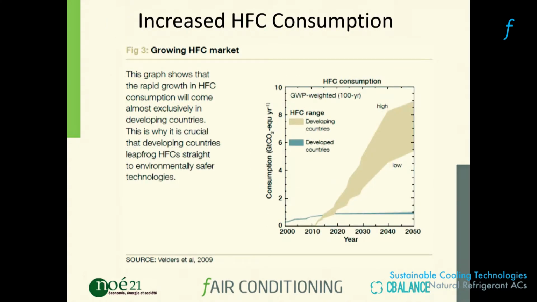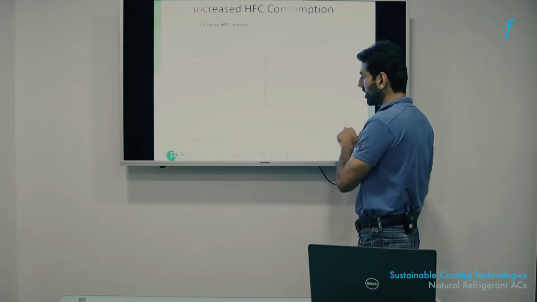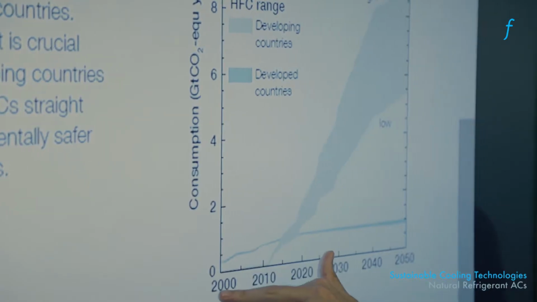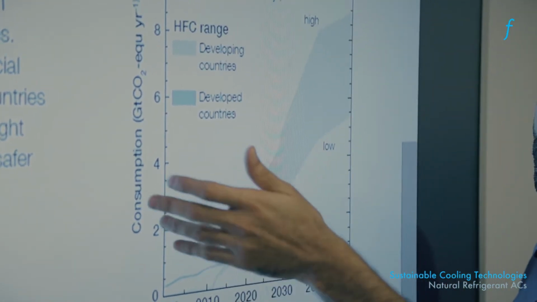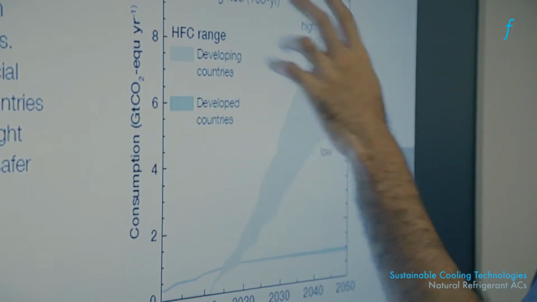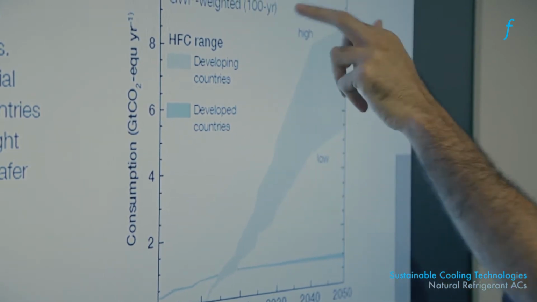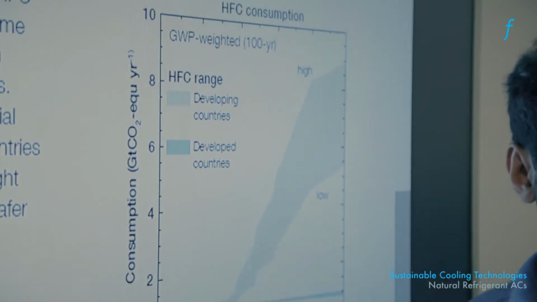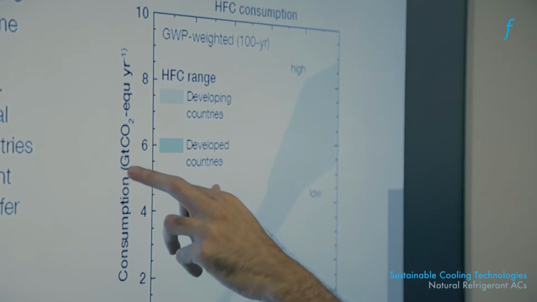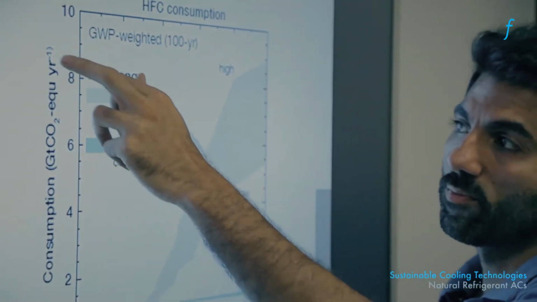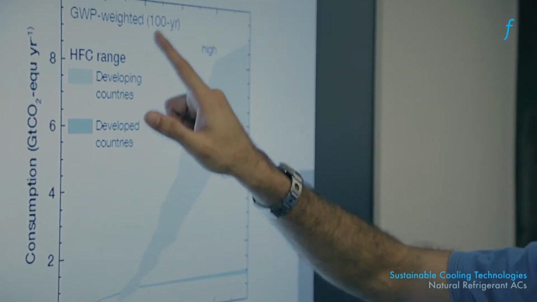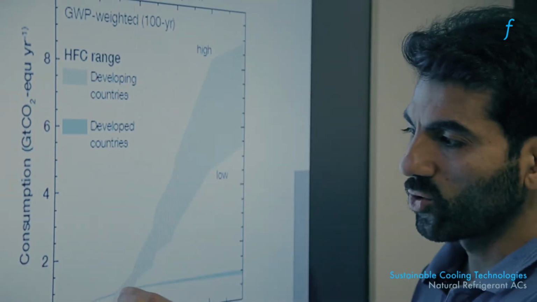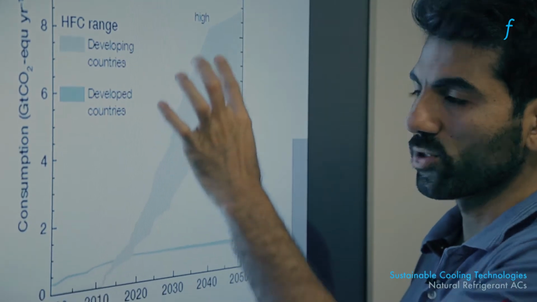So let's understand this issue a little bit further. This chart here is a zoomed in version of the previous chart. Here again on the x-axis, you will see the years from 2000 to 2050. Over here, on the y-axis, this is the consumption of refrigerants, of just hydrofluorocarbon refrigerants. And what is their growth expected to be? And in terms of gigatons of CO2 equivalent per year. And as you will see, the hydrofluorocarbon market is about to go through a massive explosion.